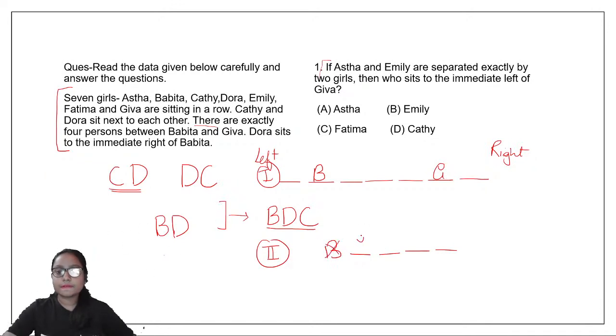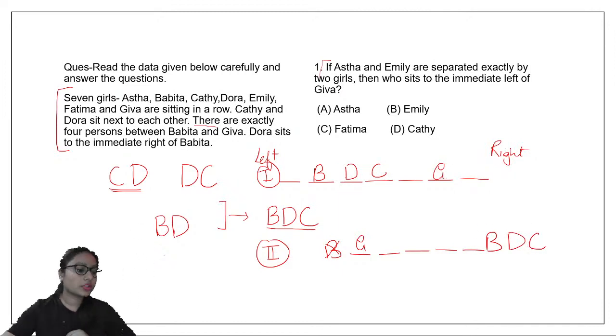So if Jiva is here, then after 4 places, Babita can sit. And we already know that we have this combination together, B, D and C. So I will fill D and C here. Also, I will fill D and C here. I hope this is clear. Now let's come to the question.